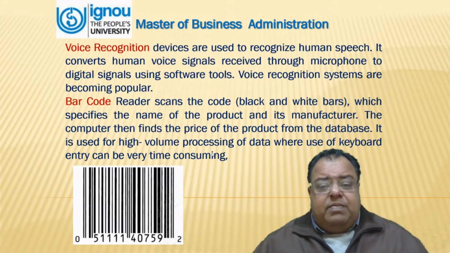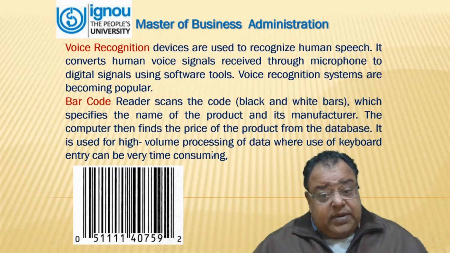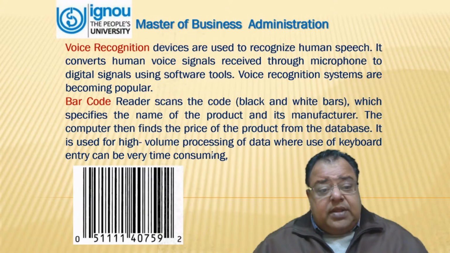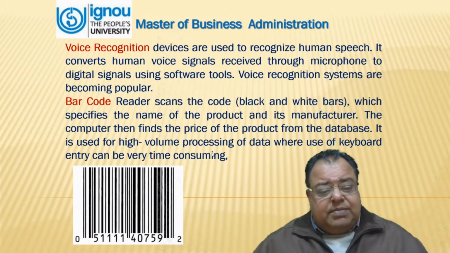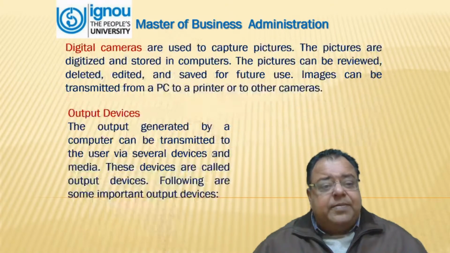Reader scans the code, black and white bars, which specifies the name of the product and its manufacturer. The computer then finds the price of the product from the database. It is used for volume processing of data, where the use of keyboard entry can be very time consuming. The best example is in the shopping malls. With scanners, the barcode is scanned and without typing anything, the bill is generated.